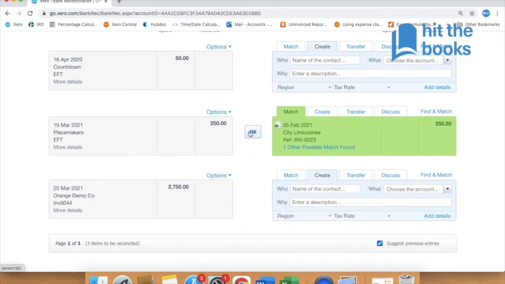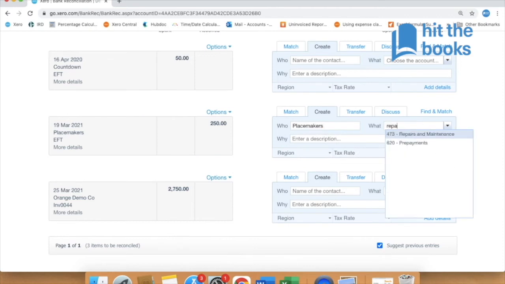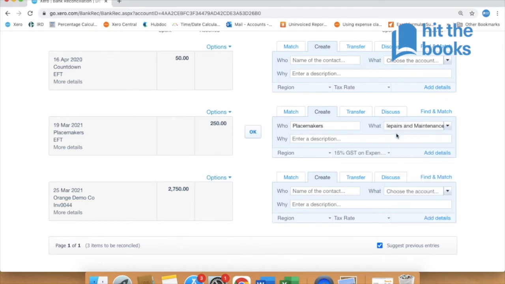And by the same logic, we're going to code the refund to repairs and maintenance, which basically cancels out the initial purchase.